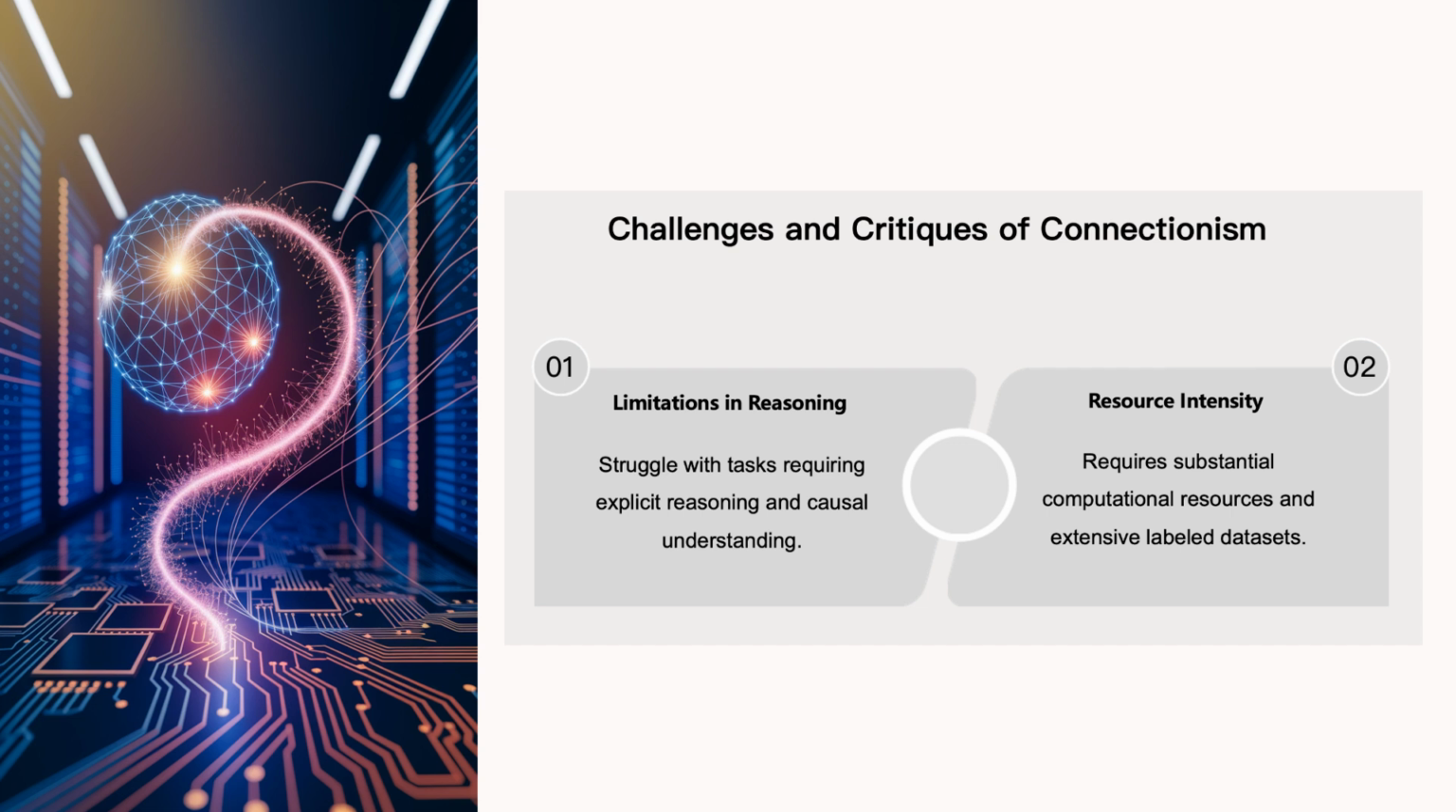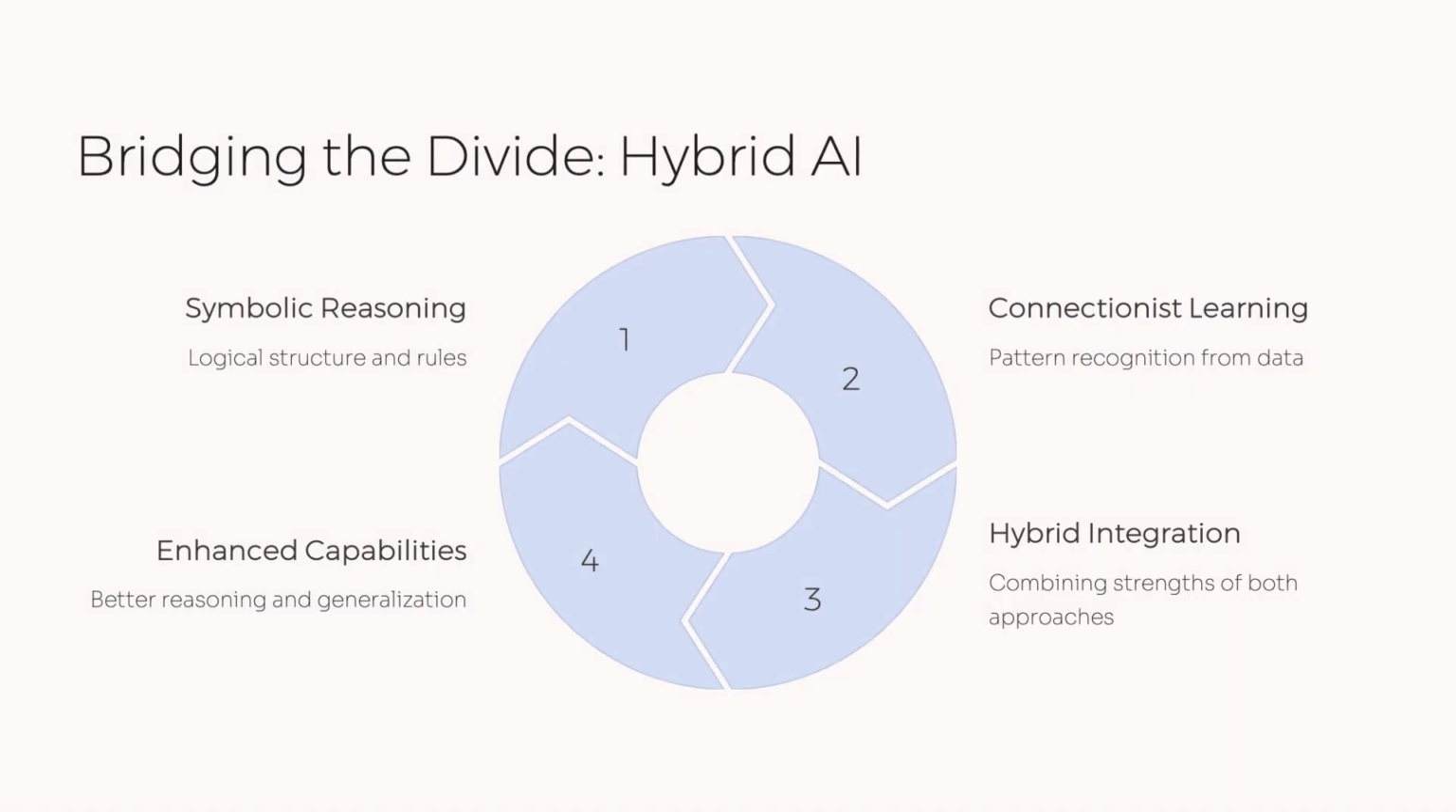The substantial computational resources and extensive labeled datasets required for training connectionist models can limit their applicability, particularly in data-scarce environments, posing practical challenges. Training large-scale models like GPT demands GPUs, TPUs, or specialized hardware, making them expensive and energy-intensive. While symbolism dominated early AI and connectionism later took the lead, researchers have increasingly explored ways to merge the two. Instead of viewing symbolism and connectionism as rivals, modern AI research has sought to combine their strengths.